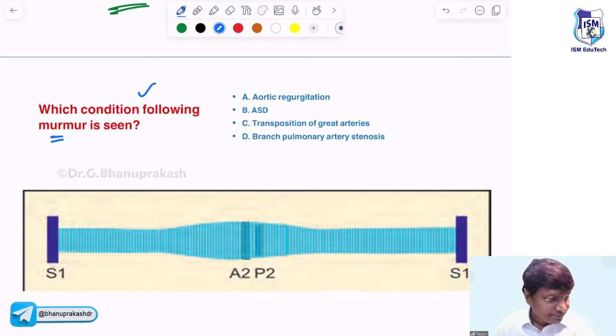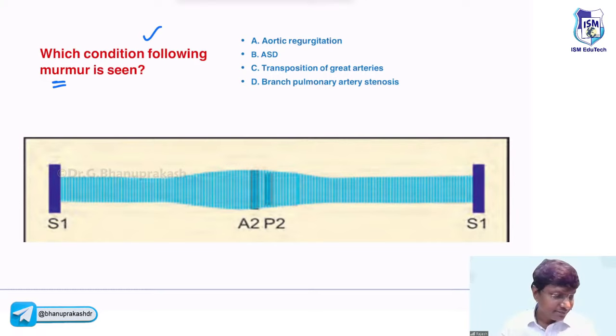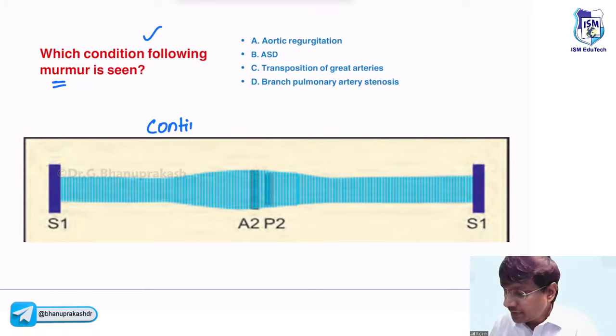Basically, you need to identify first of all what exactly this murmur is. Is it a systolic murmur, a diastolic murmur, or a continuous murmur? Any one of you? Yes, so this is a continuous murmur. Now you should be able to make out, among the options given to you, where exactly you have the continuous murmur.